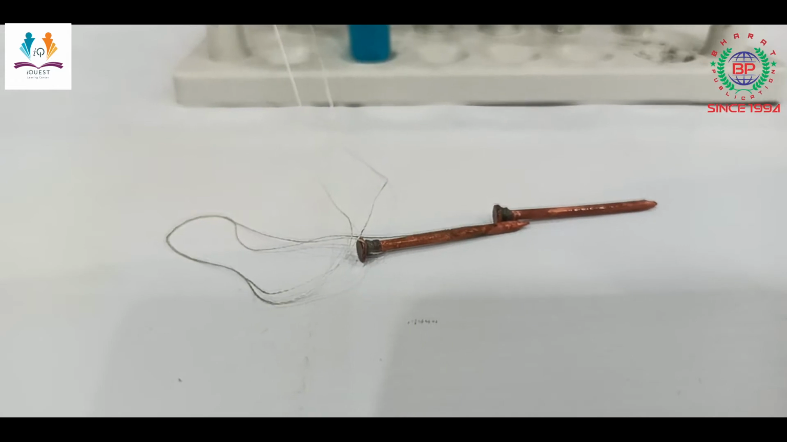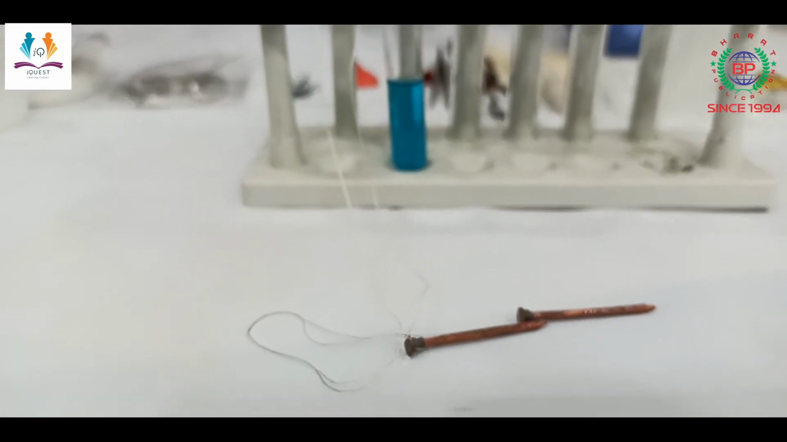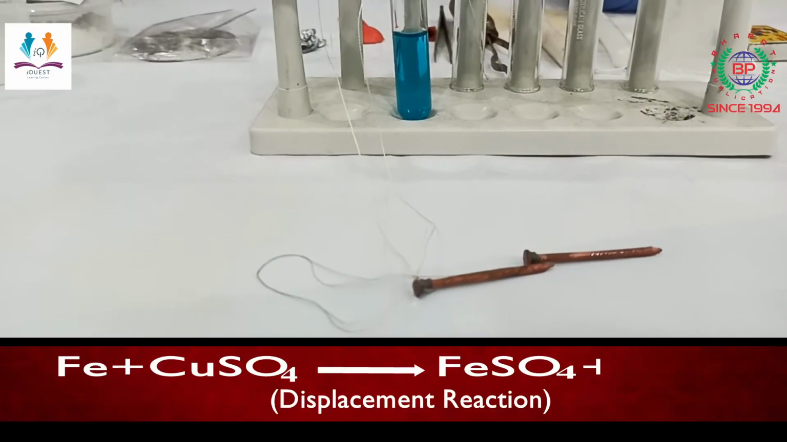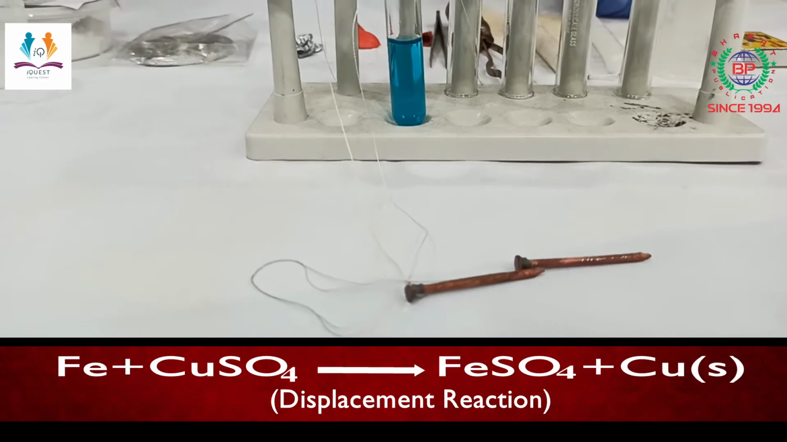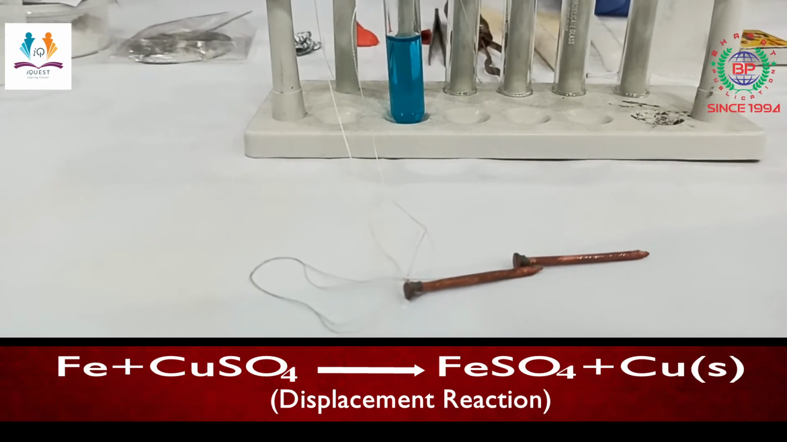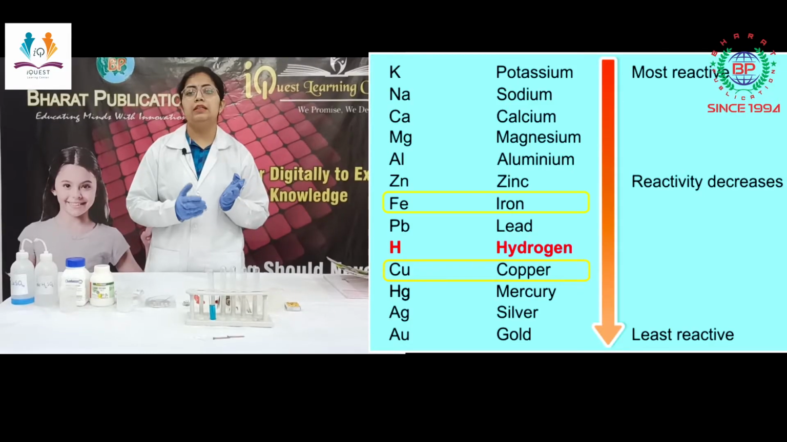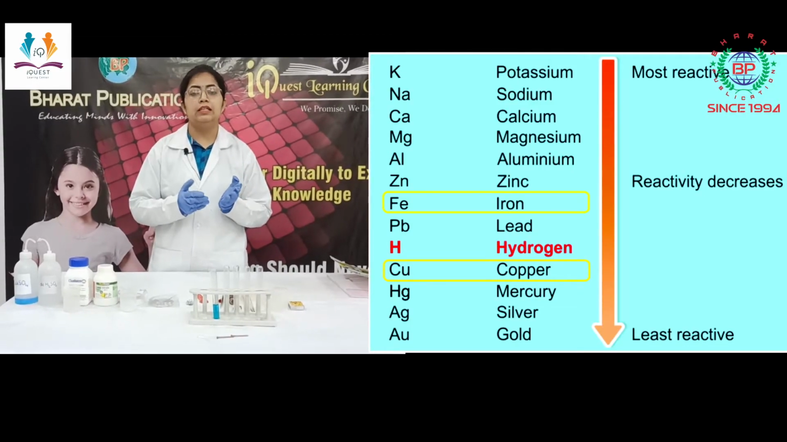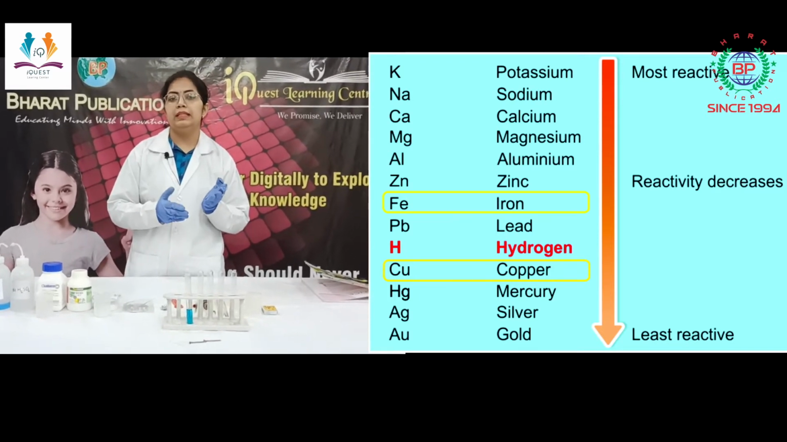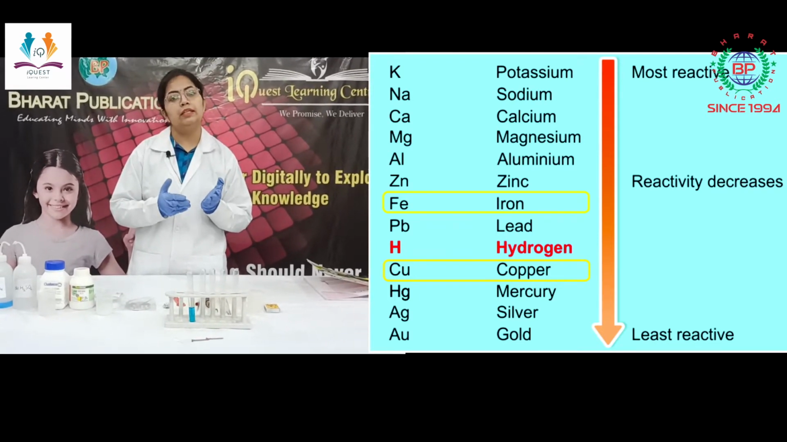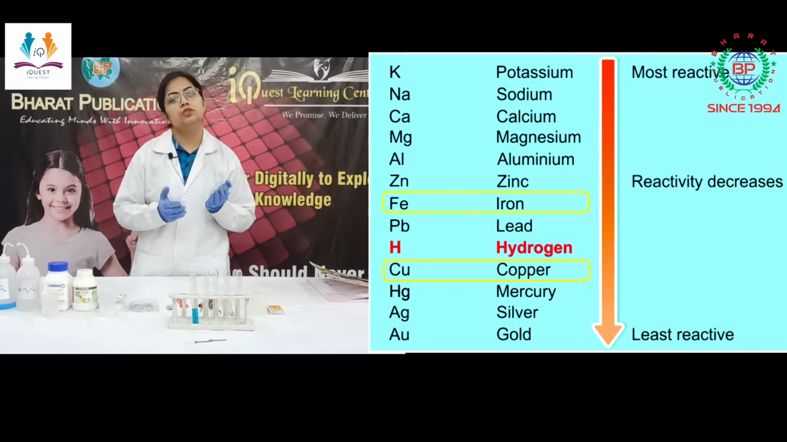So which type of reaction is it? It is a displacement reaction, in which because of the more reactivity of the iron, it has displaced the copper from its sulfate solution. As you can see in the reactivity series, iron lies above the copper, so it means that iron is more reactive than copper and it displaces the copper from its salt solution.